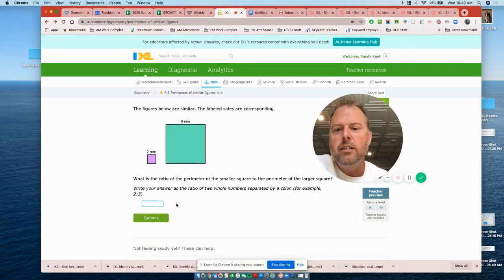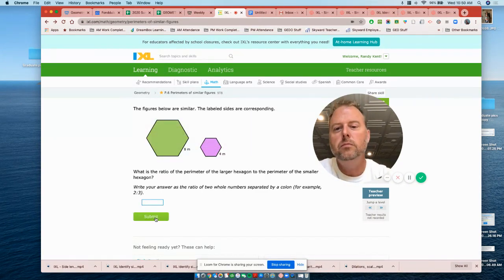So 8 to 36. But they're not going to be happy with that because I haven't reduced it. So it looks like both could be divided by 4. So 8 divided by 4 is 2. 36 divided by 4 is 9. Okay. And that's going to be the same thing.